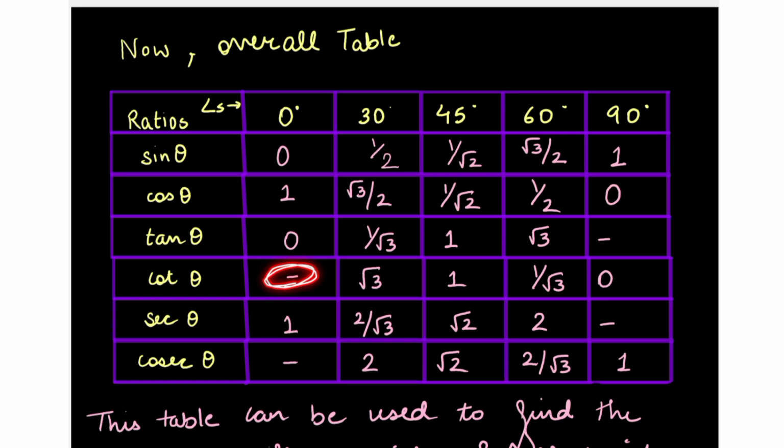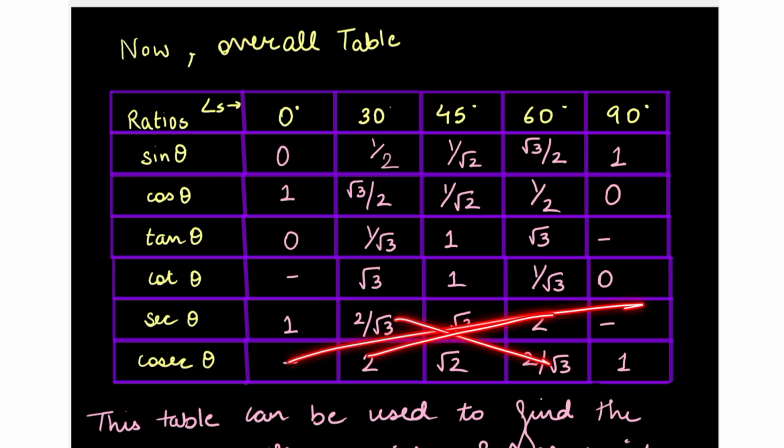This hyphen sign means that the value is not defined. Somewhere you will see infinite, somewhere not defined. It is just not defined. And same is the value of secant theta and cosecant theta. These values are opposite for 0. Then for 60 and 30 and 45 degrees, they are the same.